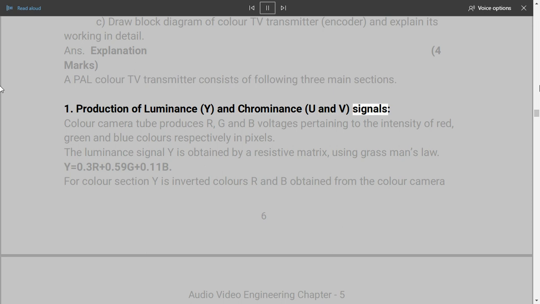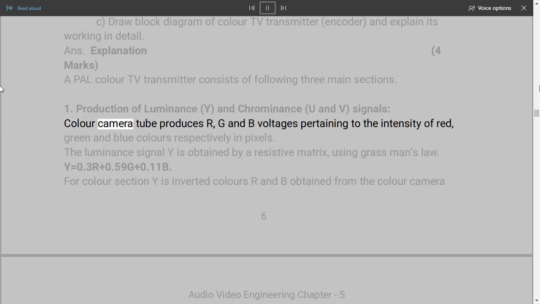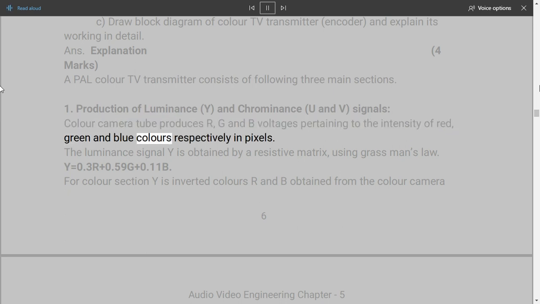The color camera produces R, G and B voltages pertaining to the intensity of red, green and blue colors respectively in pixels. The luminance signal Y is obtained by a resistive matrix, using Grassmann's law: Y equals 0.3 R plus 0.59 G plus 0.11 B. For the color section, Y is inverted and added to colors R and B obtained from the color camera.